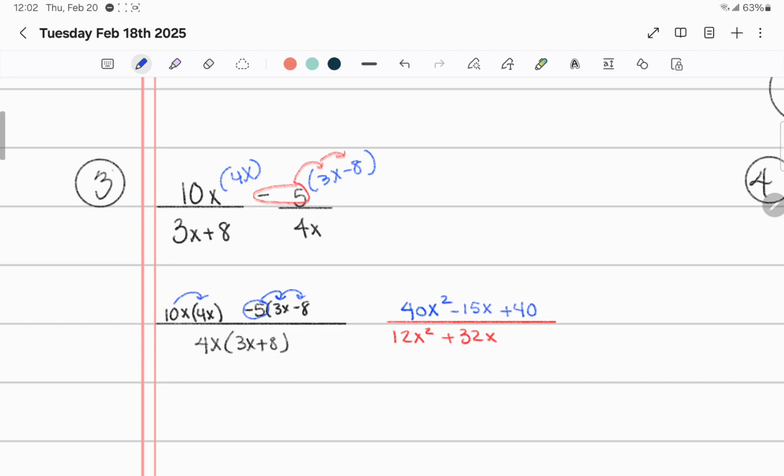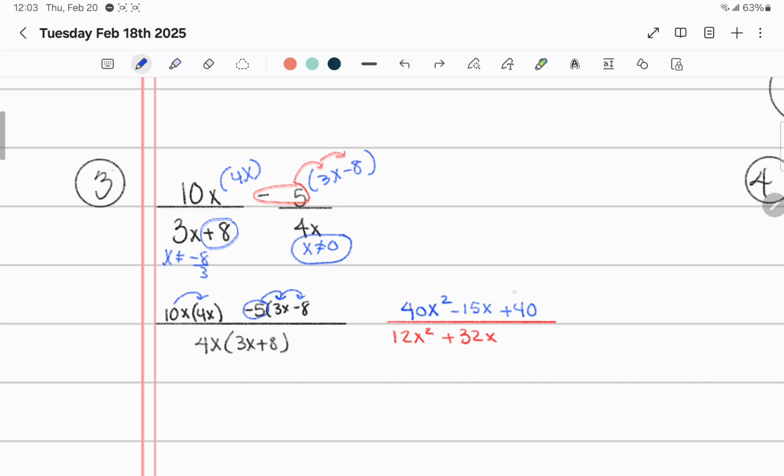So real quick to do our restrictions here. Again, this would be x cannot equal 0. If you get that, you guys get extra credit. Here, x cannot equal -8/3. So it's the opposite of this, and then this under it.